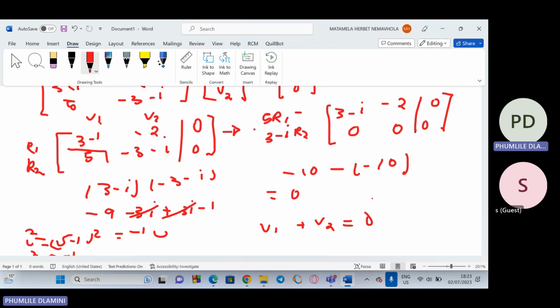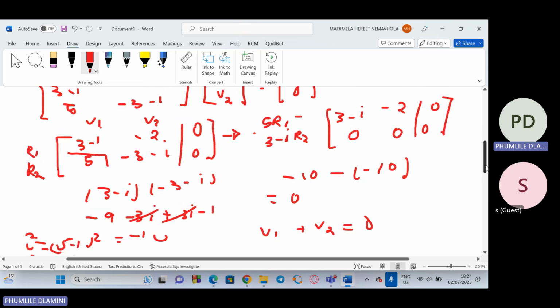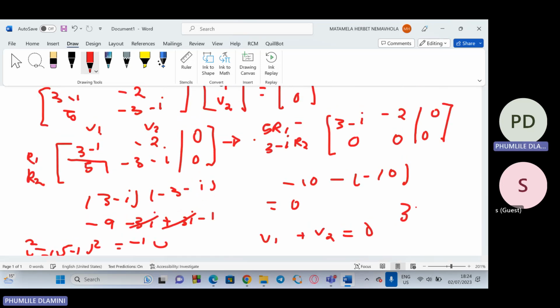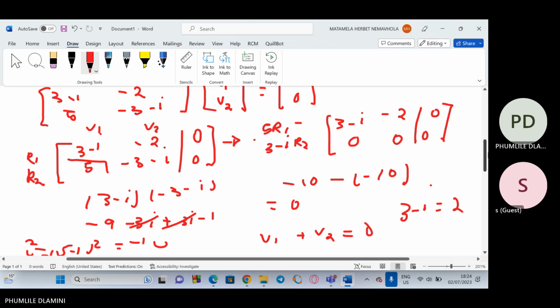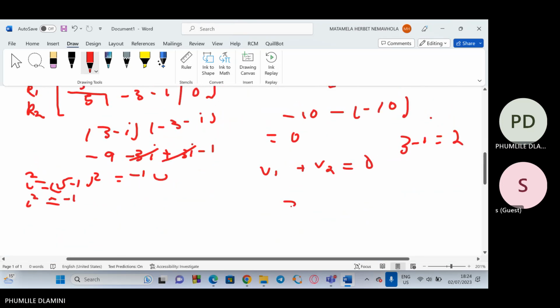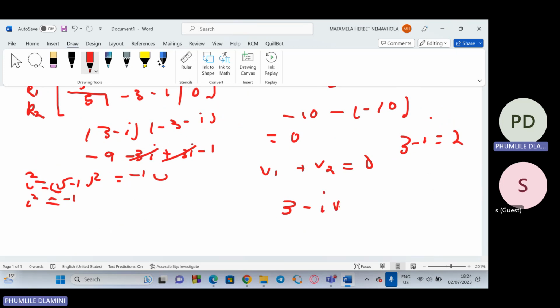So when we do that, we have 3 minus i, which is for the side of V1, which is equal to plus this one equal to 0. Then in this equation, we can say 3 minus i can be equal to 2. So in other words, we can rewrite it as 3 minus i V1 equals 2 V2.